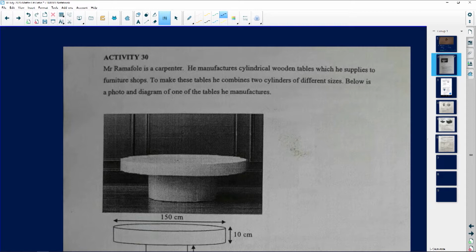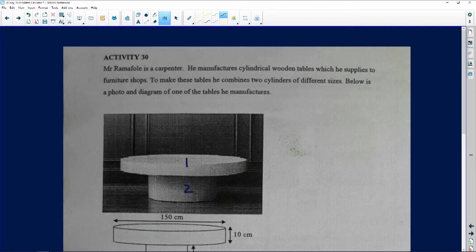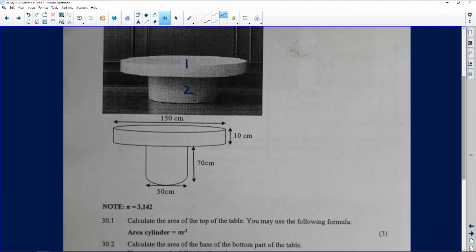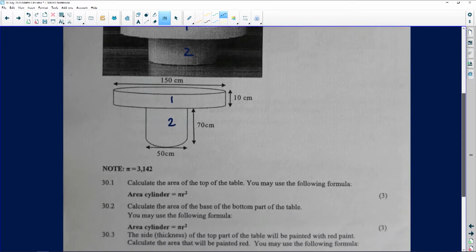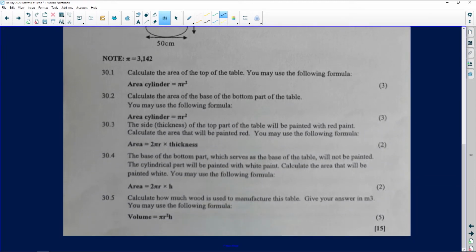To make these tables, he combines two cylinders. You can see already, this is cylinder number 1. This is cylinder number 2. Those are the two cylinders that we are working with. Below is a photo and a diagram of one of the tables that he manufactures. The beautiful thing about this particular question is that we are given all the measurements, so we're not going to be looking for any of the measurements going forward. I love this type of question. Two cylinders, the first one and the second one. You can see the heights differ and the diameters differ, so already you can tell that we are going to be doing some interesting work.